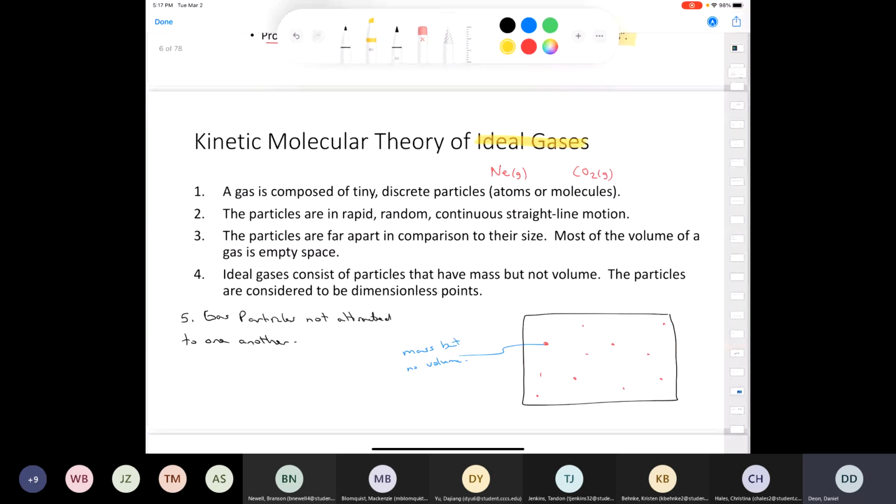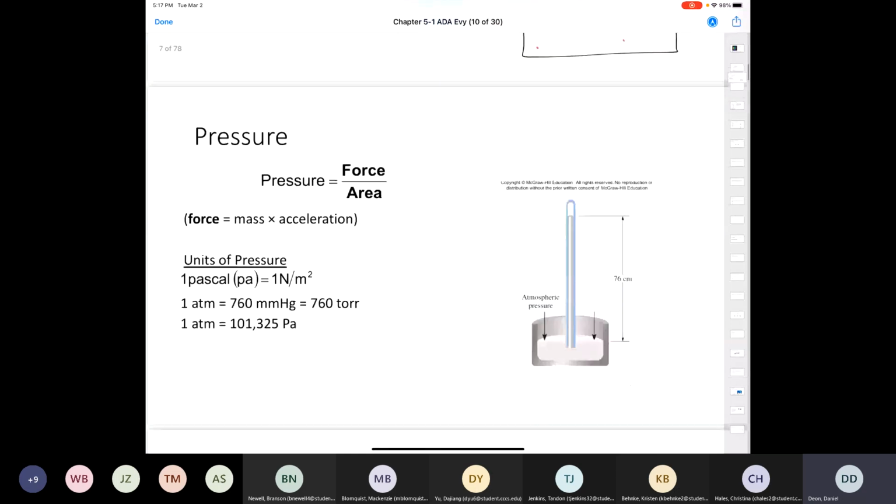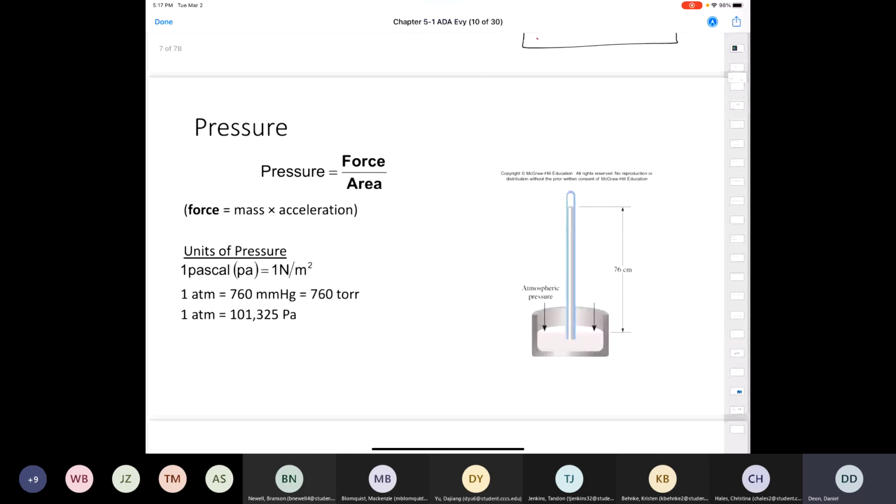Ideal gases. And the kinetic molecular theory of ideal gases is going to hold true for us 99.9% of the time in this class. So you don't have to worry about stepping outside of ideal gases a whole heck of a lot. Well, before we get into really treating ideal gases, let's talk about the pressure of a gas. We have to define pressure, and pressure is defined as force per unit area.